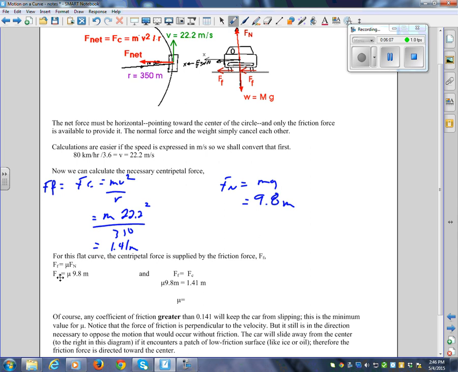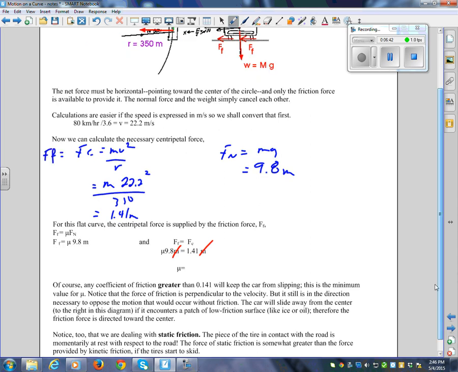I don't know the friction force. I do know that this friction force is equal to the centripetal force, which is equal to 1.41 M. So I'm going to make my friction force equal to my centripetal force. What's my friction force? Mu 9.8 M. What's my centripetal force? 1.41 M. And what happens to the M values? They cancel, which means the mass of the car doesn't matter. More on that in a bit.